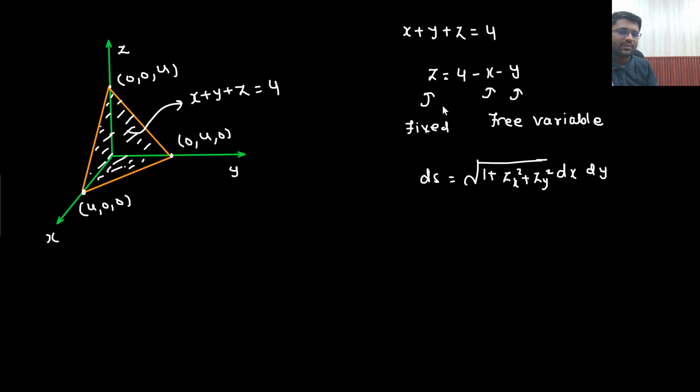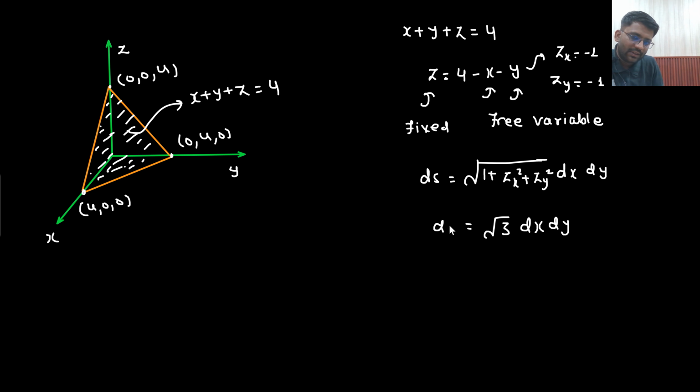So what is zx? That is the partial differentiation of z with respect to x, which will be minus 1. The partial differentiation of z with respect to y will also be minus 1. So we are getting root 3 dx dy. This is the dS we are getting.